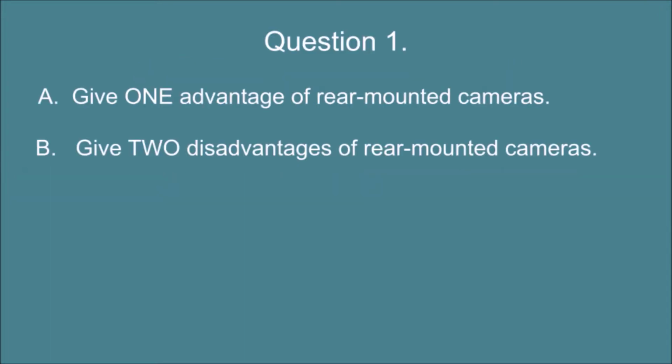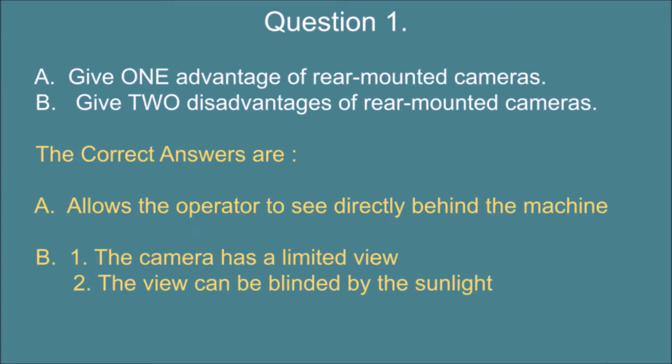Question 1. A. Give one advantage of a rear-mounted camera. B. Give two disadvantages of a rear-mounted camera. The correct answers are A. Allows the operator to see directly behind the machine. B. 1. The camera has a limited view. 2. The view can be blinded by the sunlight.